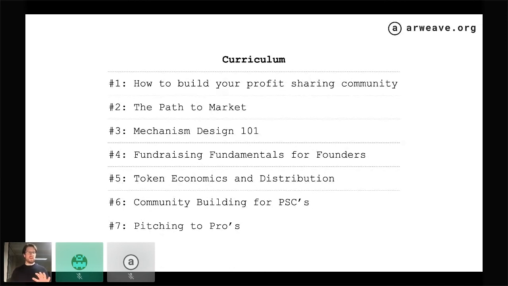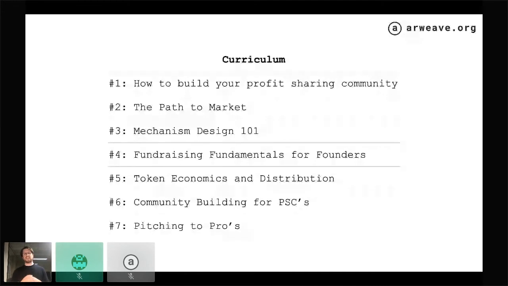We'll give you an introduction into the main tools that are available in the ecosystem today that you will need to build your profit sharing community. We'll also get you in touch with the people who are responsible for those tools and how you can actually integrate them into whatever you're building.